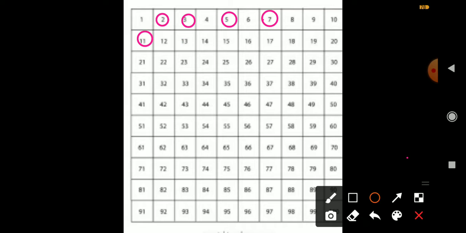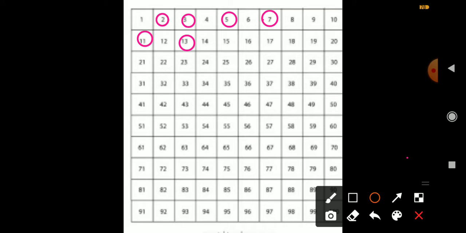Next number is 13. 13 is a prime number. 14: 7 2s are 14, 2 7s are 14, 14 1s are 14. Okay, then 15: 3 5s are 15, 5 3s are 15, 15 1s are 15, more than one table.